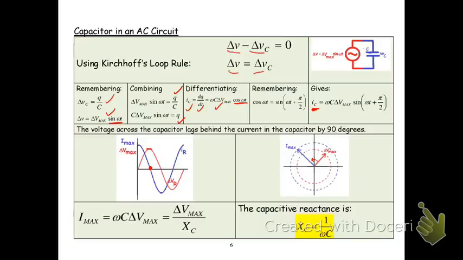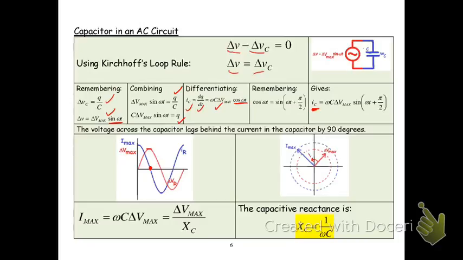Can I do better than that? No, that's about as good as I can do today. So when I do my phasor diagram, I draw it like this.